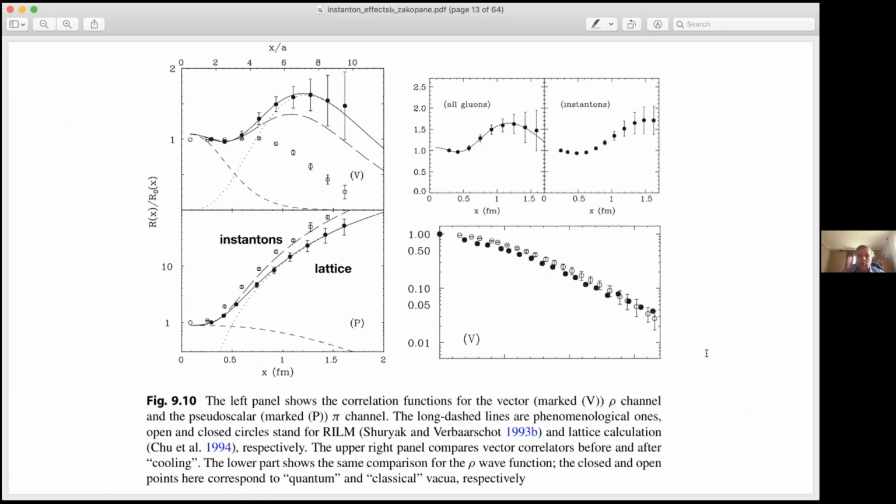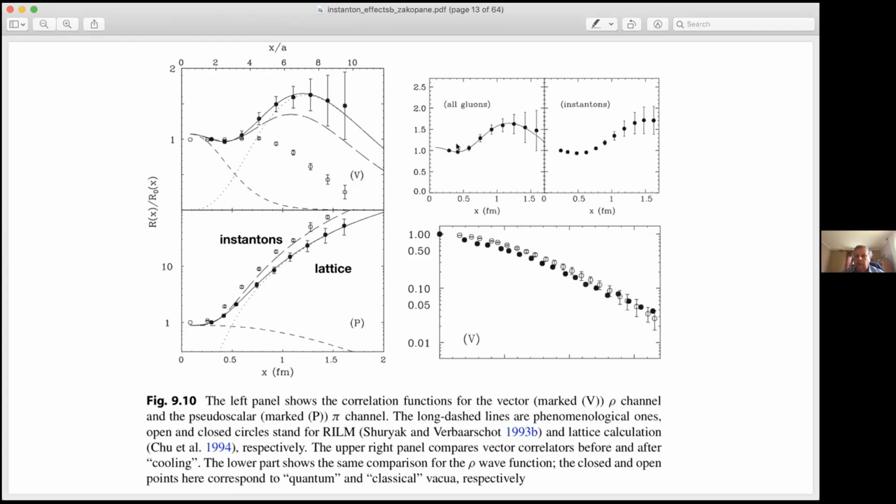When we go to theory calculations, you can calculate this correlation function from instantons. This is, for example, the pi correlation function on the lattice, and you see that they're very close. This plot is from Jack Negele's group in the mid 90s. One other thing which this group demonstrated was that you can calculate this correlation function. This is a vector current with rho quantum numbers.